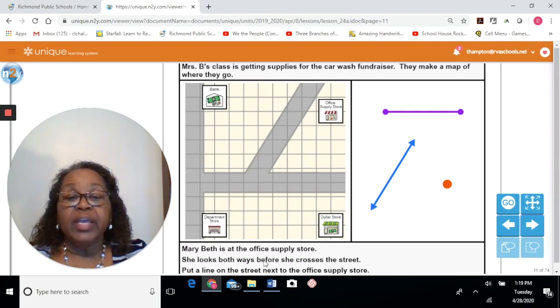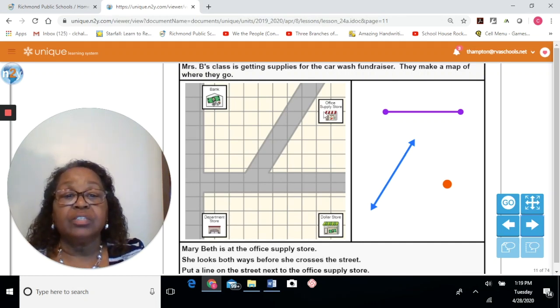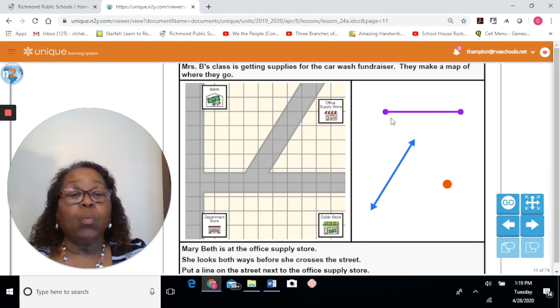She looks both ways before she crosses the street. So this is the street, okay? Put a line on the street next to the office supply store. So this is the office supply store. And we need a line. Now, this is not a line. This is a line segment because it has 2 points on it that stop the line. This is a point. This is a line. It says put a line.